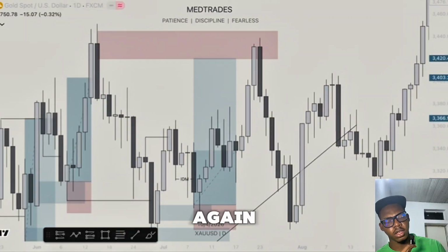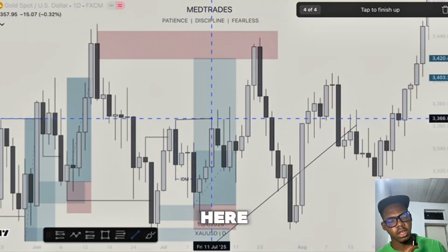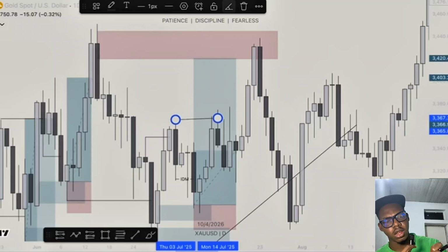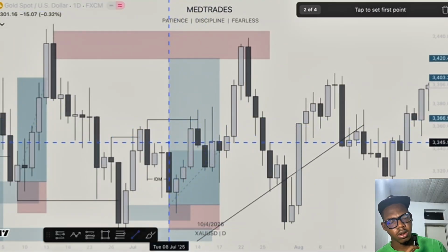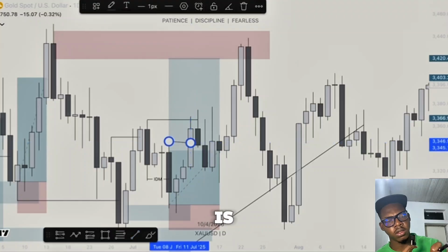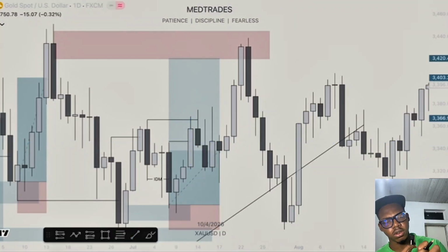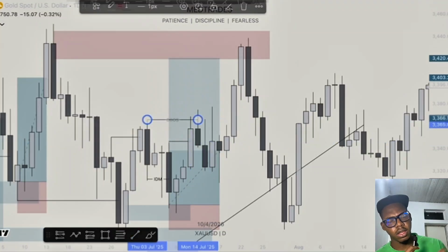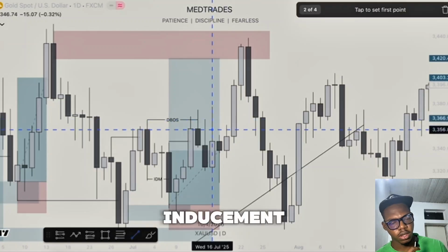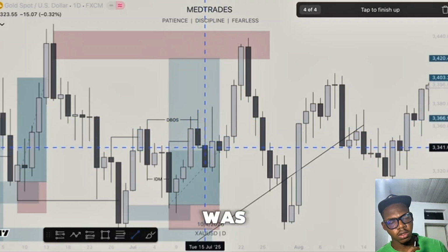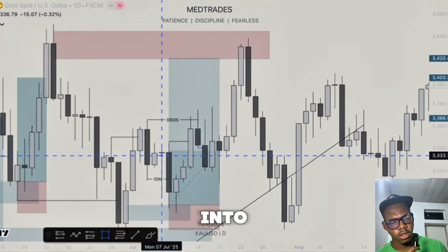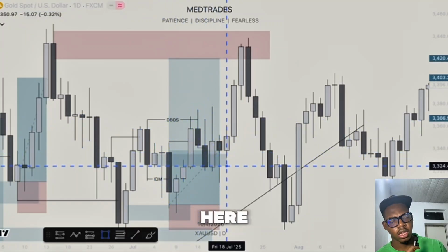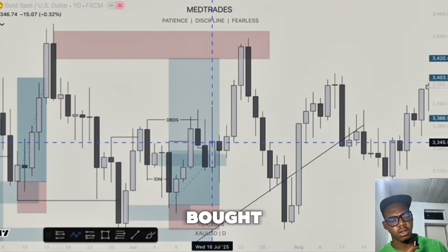Price did the same thing again, came here, broke the structure right here, alright, and also from here, broke here. So this is known as a double breakout structure, and this was the inducement. This was the inducement right here, and price came into this breaker here, and there we bought.